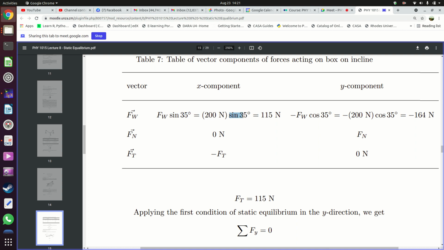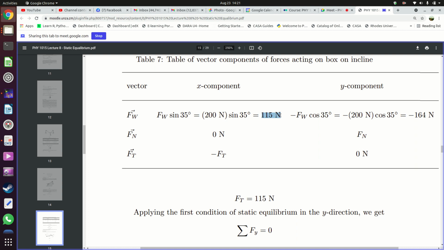Same thing here, replace this sine 35 degrees with cos 305 degrees, then remove this negative here, then replace this cos 35 degrees with sine 305 degrees, then remove this negative here, replace this cos 35 degrees with sine 305 degrees, and you're going to end up with this, and you're going to end up with that. Are we clear? Is it clear?